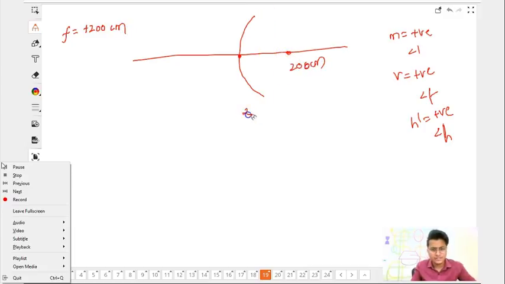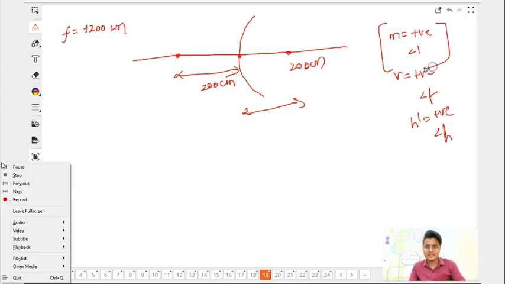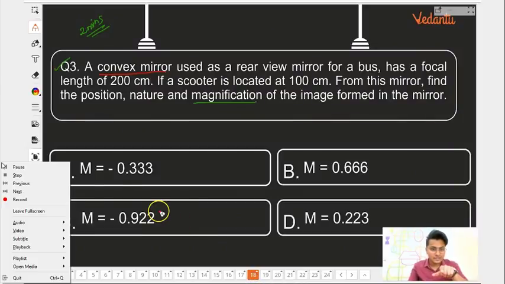Okay, let's note it down. Anyways, let's do it because it's simple. Anyways, 200 centimeter. Okay, अब आगे बढ़ते हैं. Before noting this down, since I have the magnification criteria here, positive and less than 1, let me see.